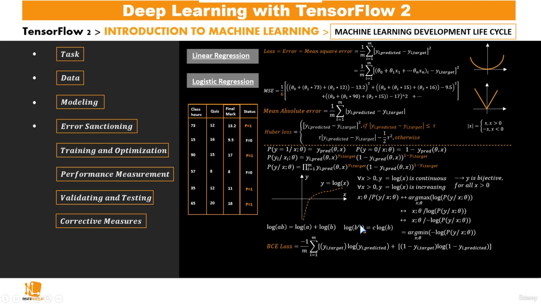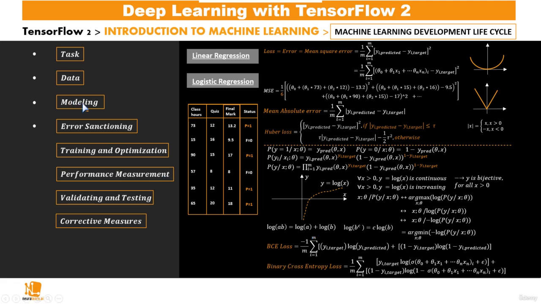But log of b to the power of c is equal to c log b. So the powers here actually come down this way. That's why instead of having yi pred to the power of yi target, as we saw here, we instead have yi target times the log of yi pred, and here 1 minus yi target times the log of 1 minus yi pred. And the product we had here is replaced by this summation sign, and we've seen that already with this rule.